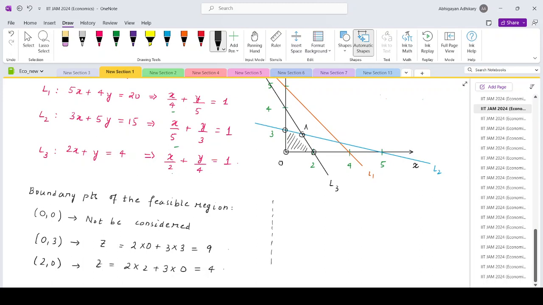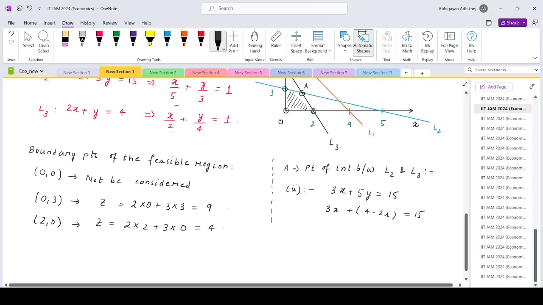And we need to find this point, which is the point of intersection between L2 and L3. So if I name this point as A, we need to find the coordinates of A, which is the point of intersection between L2 and L3, correct? So if I take equation L2, it is 3x plus 5y equals 15. I can replace the value of y from the third equation.